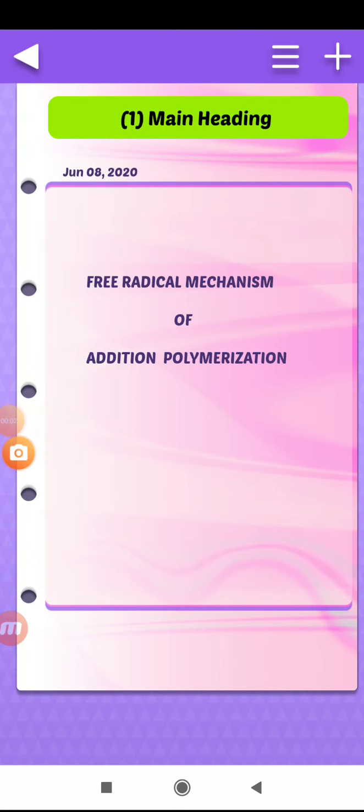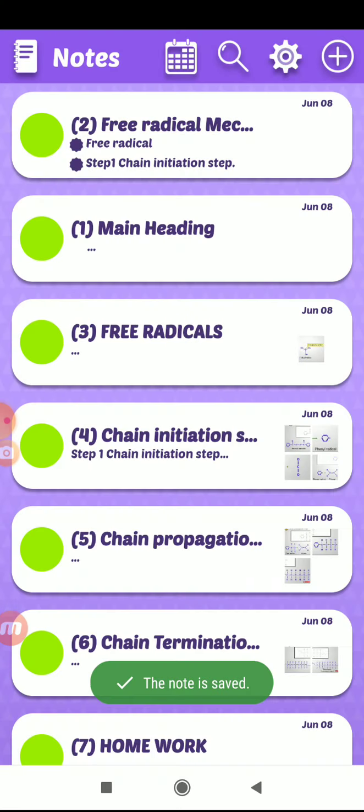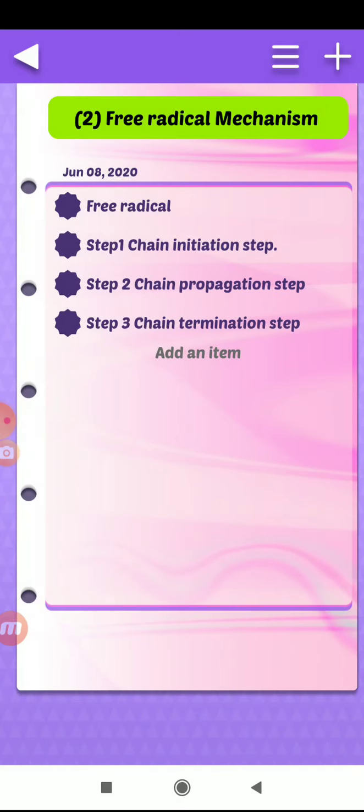The next topic in the chapter polymer is the free radical mechanism of addition polymerization. Now let us discuss what the subheadings are in this topic. We'll discuss what free radicals are and the three steps: chain initiation step, propagation step and termination step.